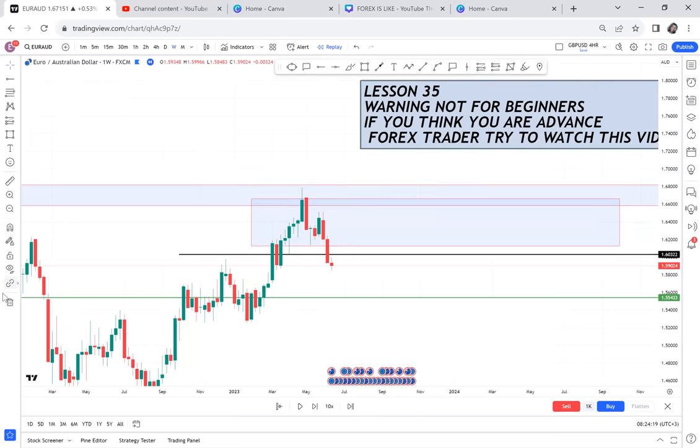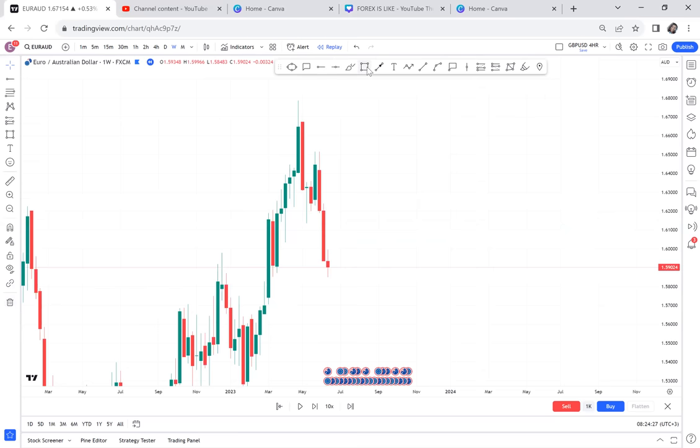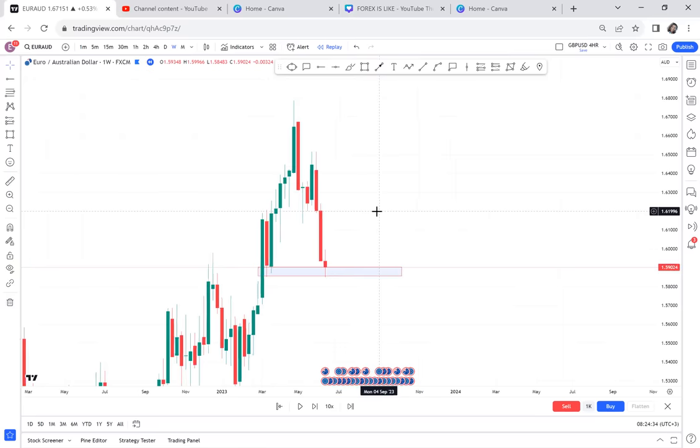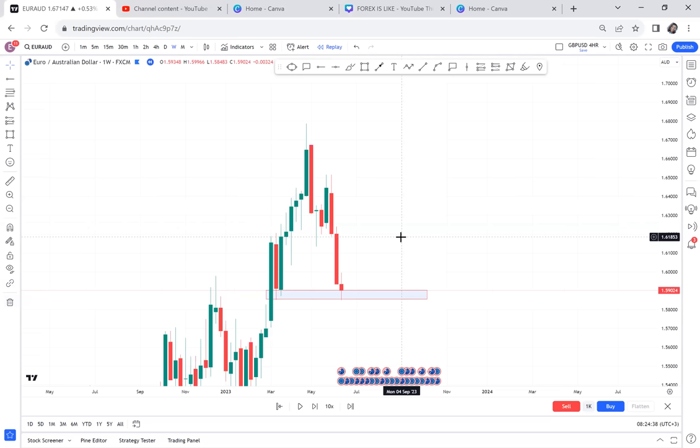Now, when you come to the weekly time frame, you will find that we have a very clear pattern. I hope you can see it. A beginner may fail to spot this pattern, but an advanced trader will spot it. What do advanced traders do? They ignore so much, they assume things so much, they trade their mind, they don't trade the chart. They trade what they think the market will do. They predict a lot. They don't react.